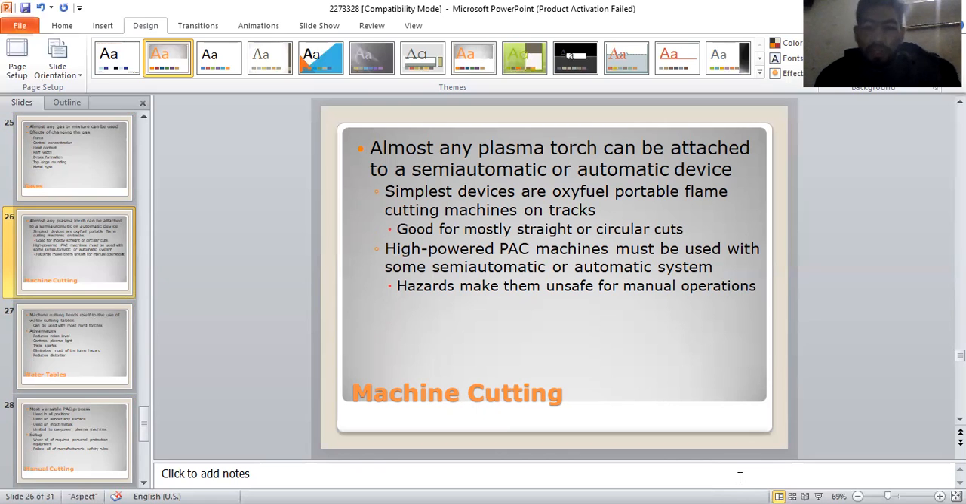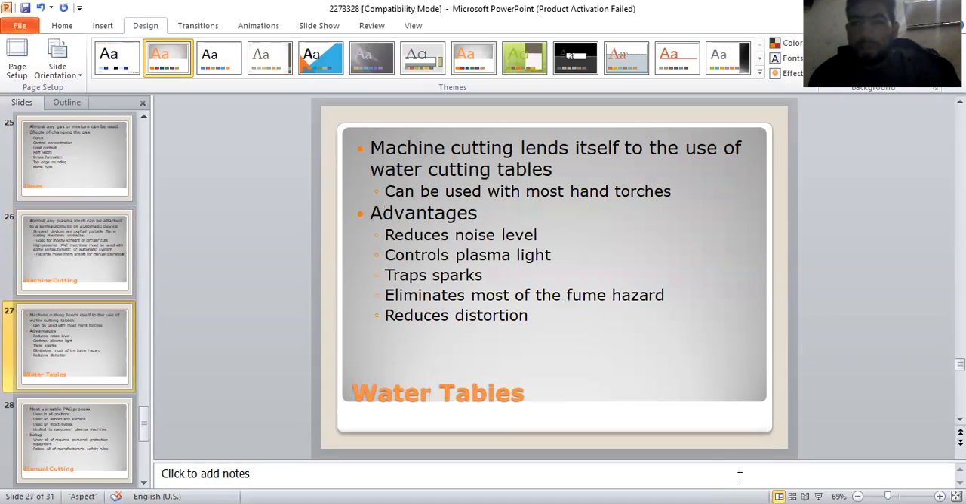High power machines must be used with a semi-automatic or automatic system. Hazards make it unsafe for manual operation. We have already discussed it. Water tables are now available on a commercial basis. If we are purchasing a plasma arc cutter, we can also get a water table. Machine cutting lends itself to the use of water cutting tables, which can be used with most hand torches.